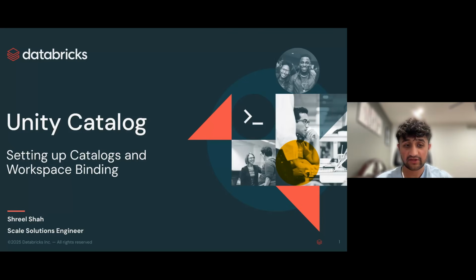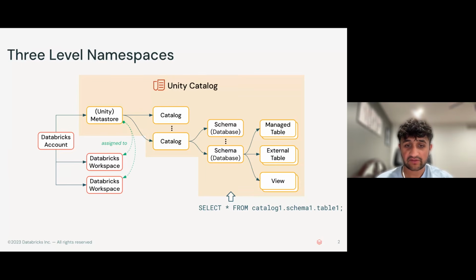Today we are going to talk about Unity Catalog and setting up catalogs with Workspace binding. So with Unity Catalog, we have a 3-level namespace. At the top, at the Databricks account level, will live the Unity Catalog Metastore, which is a cloud regional concept. So you can have one metastore per cloud region. Underneath the metastore, you will have your catalogs. Catalogs are a logical separation of data.